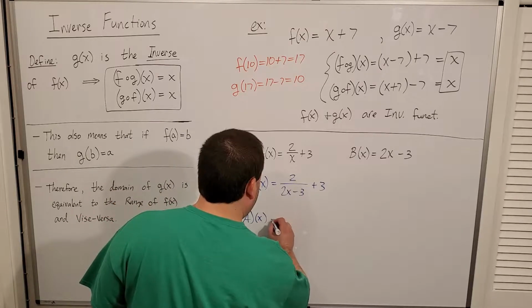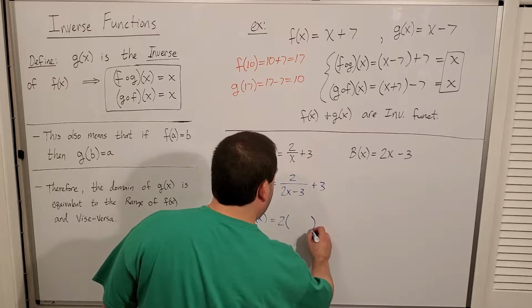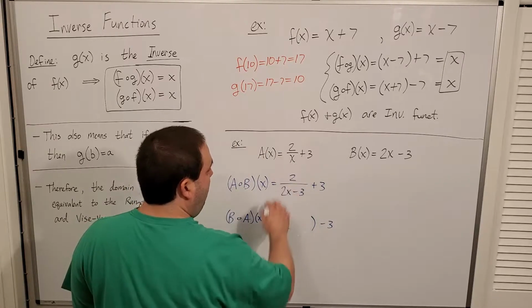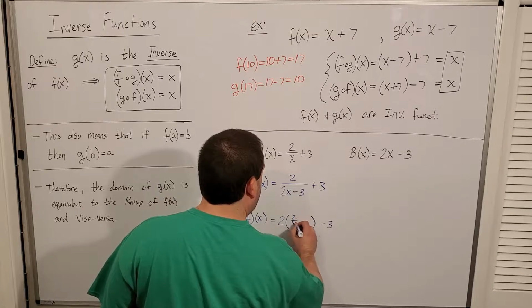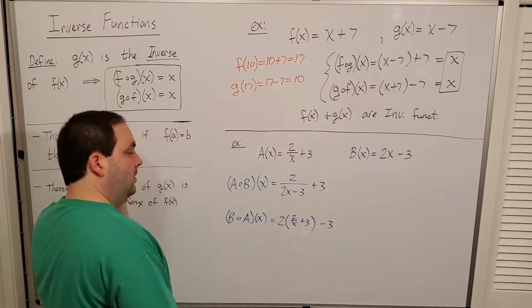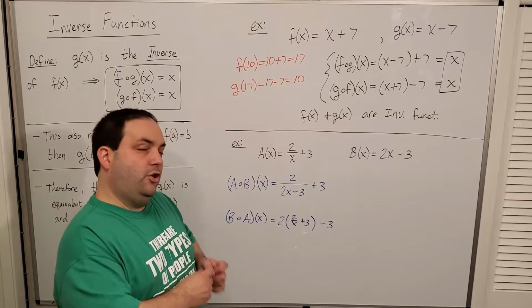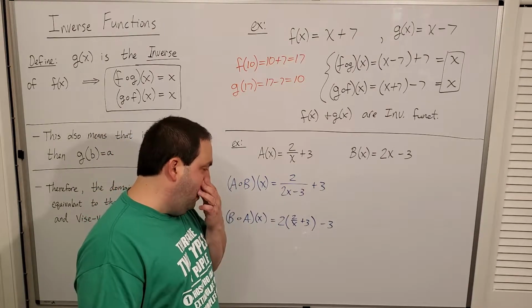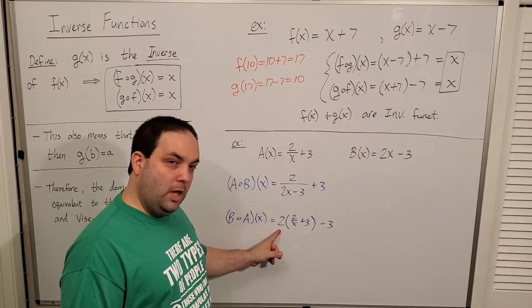That would be 2 times something minus 3. And the something would be the a function, 2x plus 3. Okay? Now make sure you're getting your order correct. Don't just do minus 3 plus 3. Oh, boom, they wipe out. No, no, no. That parentheses is multiplied by 2, right?